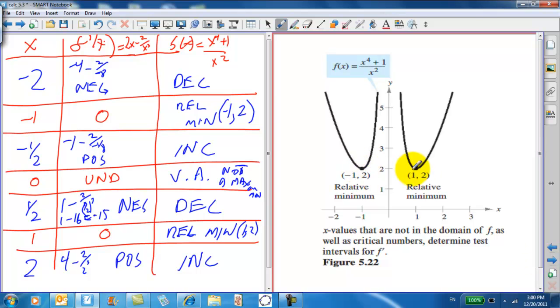And that bears out on our graphs. Notice at x equals 0, there's a vertical asymptote. So we don't get anything in there.